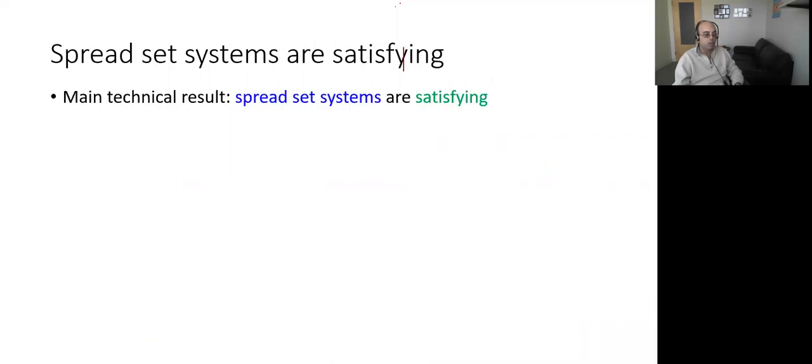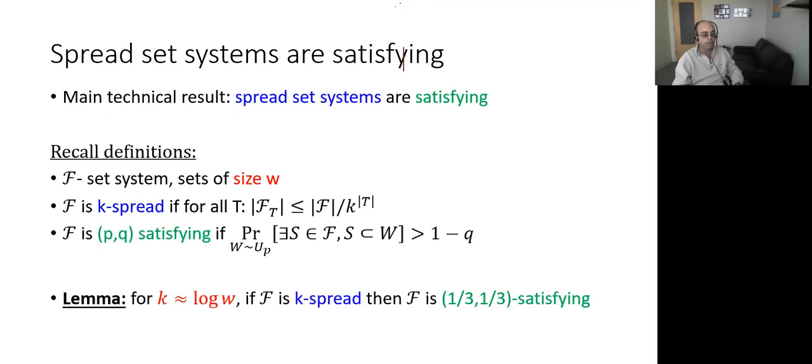So actually, that's going to be our main technical result, that spread set systems are satisfying. Just recall the definition. Again, we have a set system with sets of size w. We say it is k-spread if the links shrink down by a factor of k. So you can think of it as every element belongs to at most a 1 over k fraction of the sets. Every pair of elements at most 1 over k squared, and so on. So links shrink exponentially fast. And satisfying basically asks whether the probability that the p-biased set contains a set in the set system is large. And here's going to be our main technical lemma. If k is something like log w, then a pseudo-random set system is satisfying. Okay, so this is what we're going to prove from now on. It's going to be the last piece needed to complete the proof.